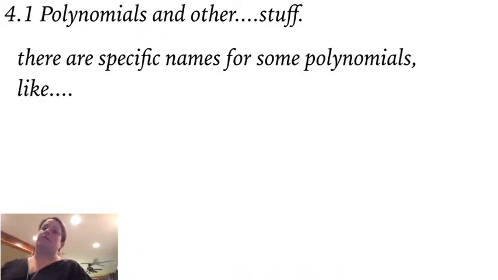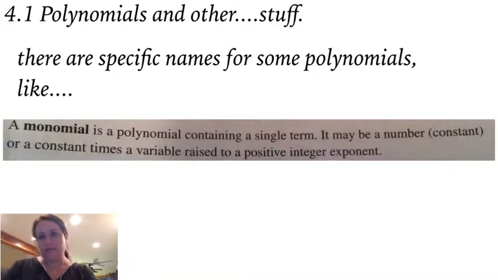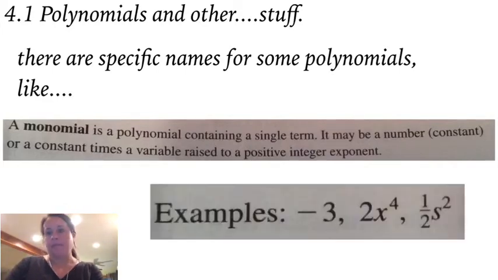Another thing that's really important to go over is that some polynomials have specific names based on how many terms they have. For instance, we have what we would call a monomial. A monomial is a polynomial, but it only has one term. And so it could be just a number, or it could be a number with a variable, but it's just one term. Here's some examples. -3, that's one term, or 2x to the fourth, that is one term, or 1/2 s squared, that's one term. So these are all considered monomials. And just to make sure that we're clear, monomials are polynomials, but they're specific kinds of polynomials. They just have one term.